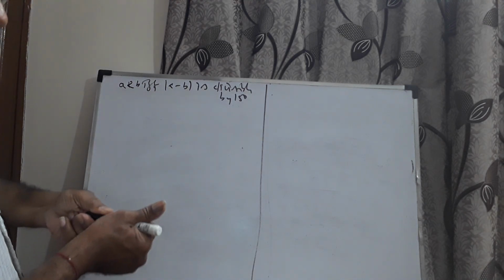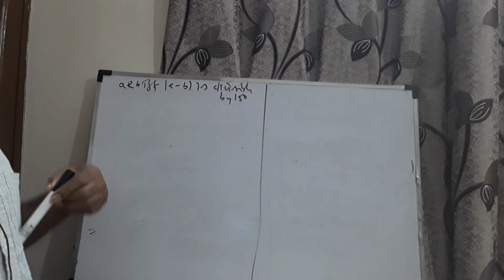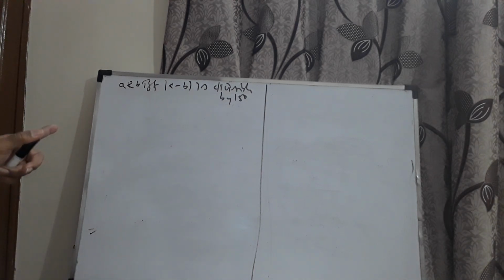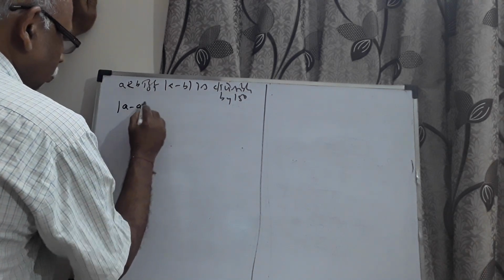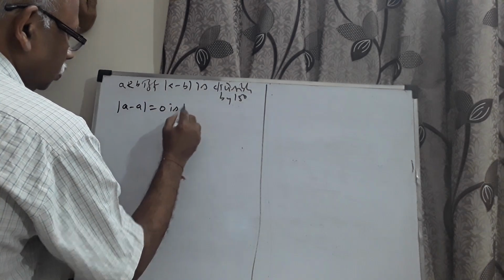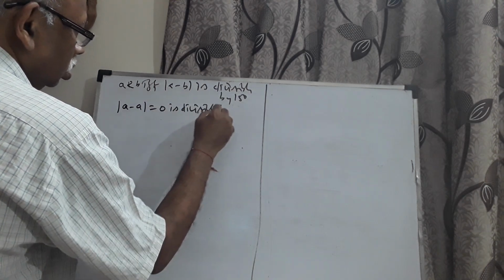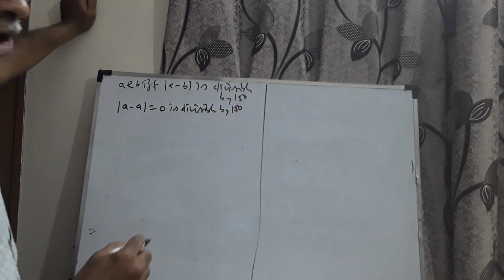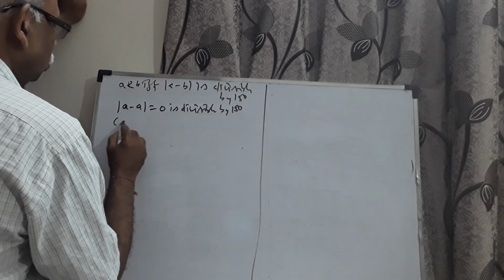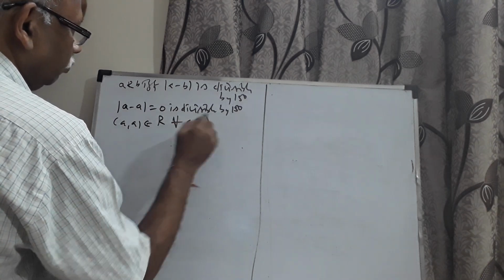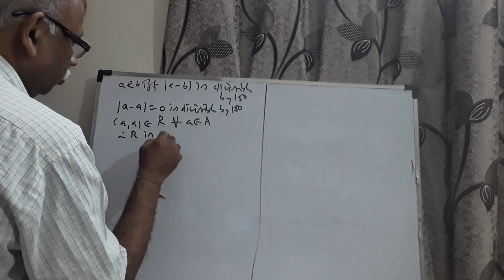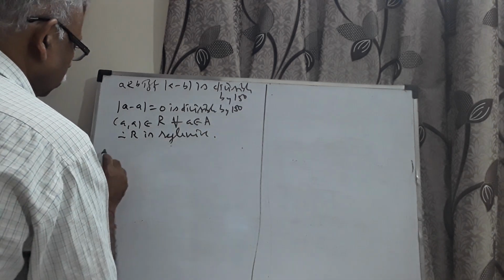I repeat, A is equal to the set of integers. I mean to prove (a, b) is in R if and only if mod a minus b is divisible by 150, then show that it's an equivalence relation. It's not a difficult task. Just see here, mod a minus a is 0, which is divisible by 150. 0 is divisible by every number except 0. Therefore, (a, a) is an element of R for every a in A. This is the definition of a relation to be reflexive.